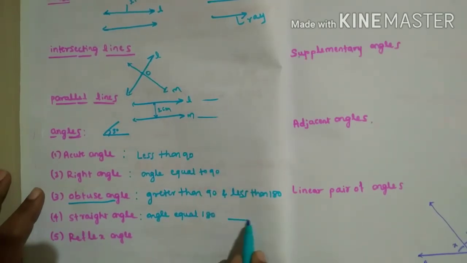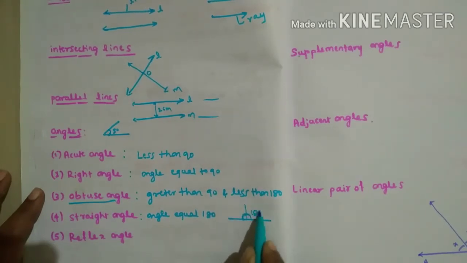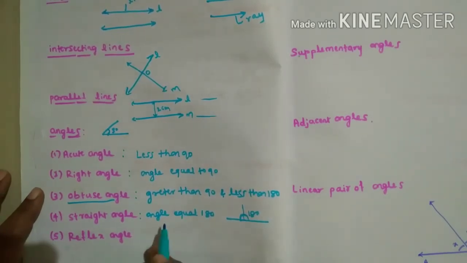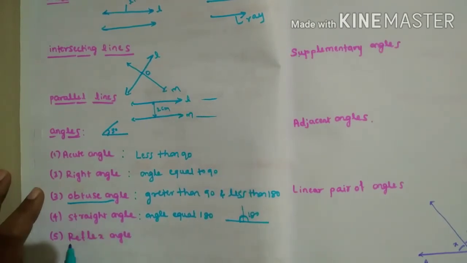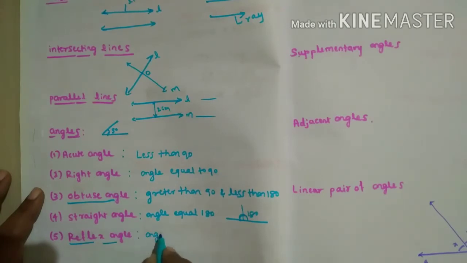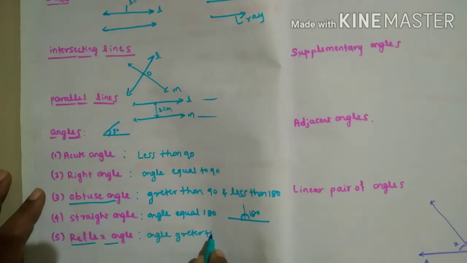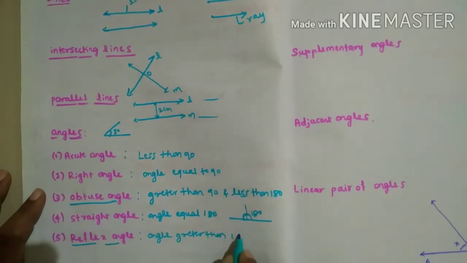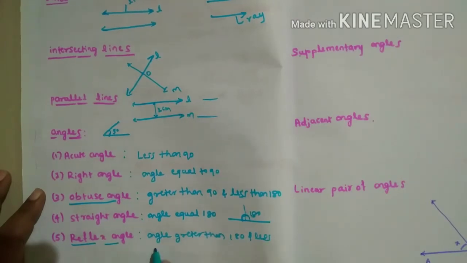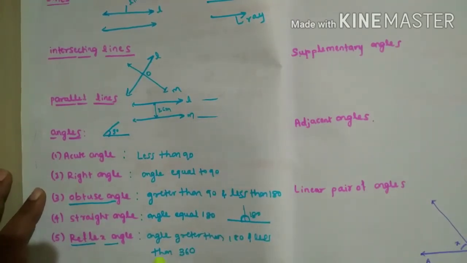For example, one line you take, the full angle for this is called 180 degrees. Angles like these are called straight angles. Now reflex angles we'll see. Reflex angle means angle greater than 180 degrees and less than 360 degrees is called a reflex angle.